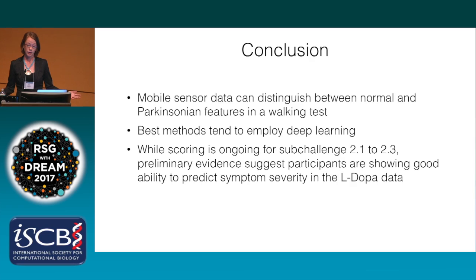So in conclusion, mobile sensor data can distinguish between normal and Parkinsonian features in a walking test. The best methods tend to employ deep learning or neural net models, and we'll hear from two of those in a moment. I can give you a little preview of the Subchallenge 2 results. We are seeing good evidence to predict symptom severity in the L-Dopa data, and we'll release the information on winners as soon as we validate them.